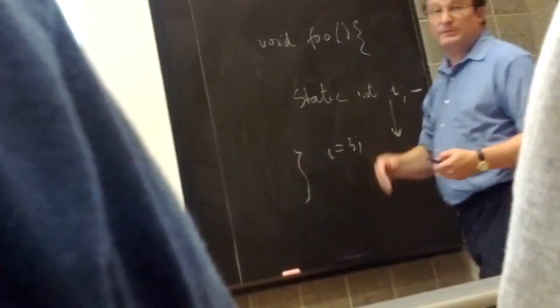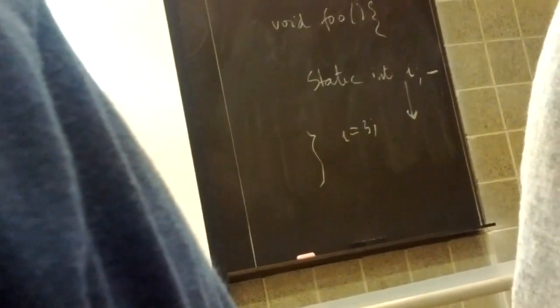Can you call I outside of foo since it's static? No, because the scope determines the visibility, where I is visible. So the two concepts are different.